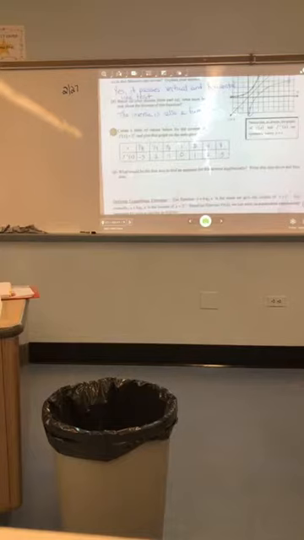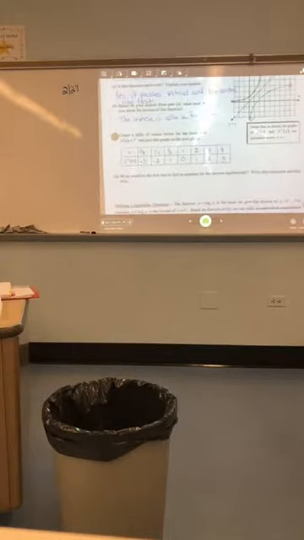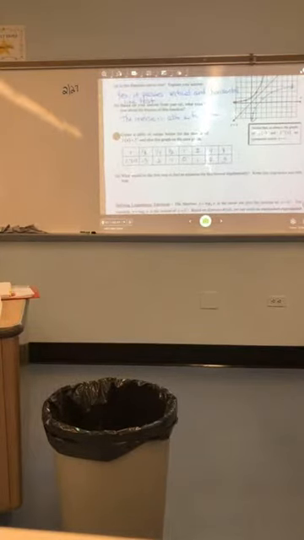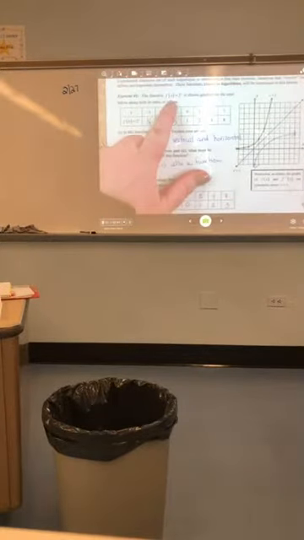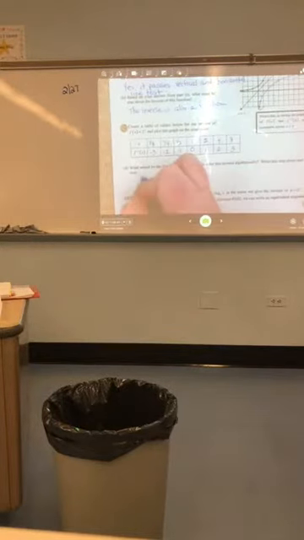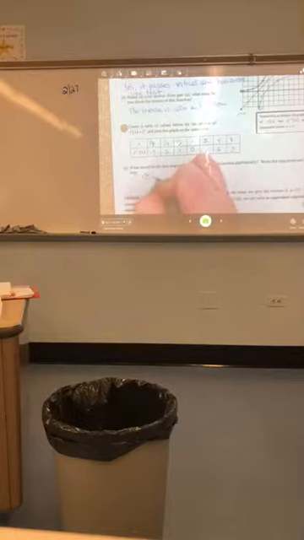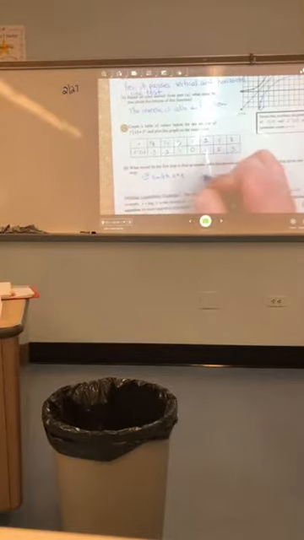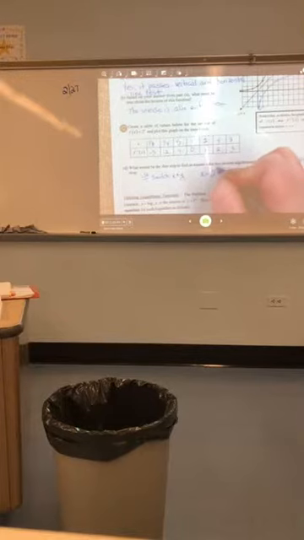Okay, now part D says, if I was going to find the inverse algebraically, what would be my first step? So right now, the graph is y equals 2 to the x. So what would be the first step? You would switch the x and the y. The first step is I would switch the x and the y. So it would say x equals 2 to the y.